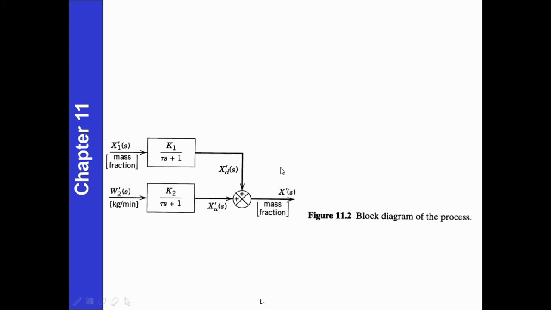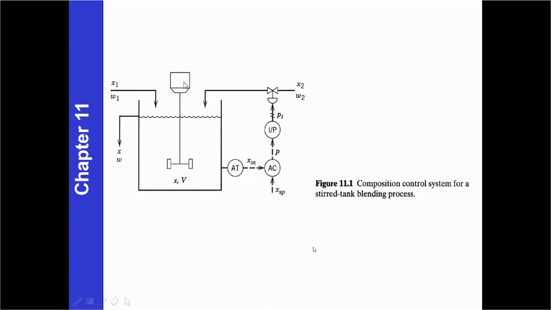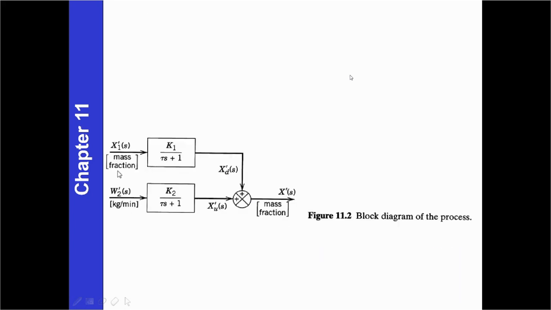So this is what we are actually looking at for this particular point here, x1 and w1 going into the blending tank here. Yeah. So we have x1'(s) as a mass fraction and the mass flow rate w2'(s) in terms of kilograms per minute. For the transfer function here, k1 over (tau s plus 1), and for this one here, w2, it is k2 over (tau s plus 1). So in this one, we have x'_d(s) and x'_u(s) summed up here, because they are in parallel.